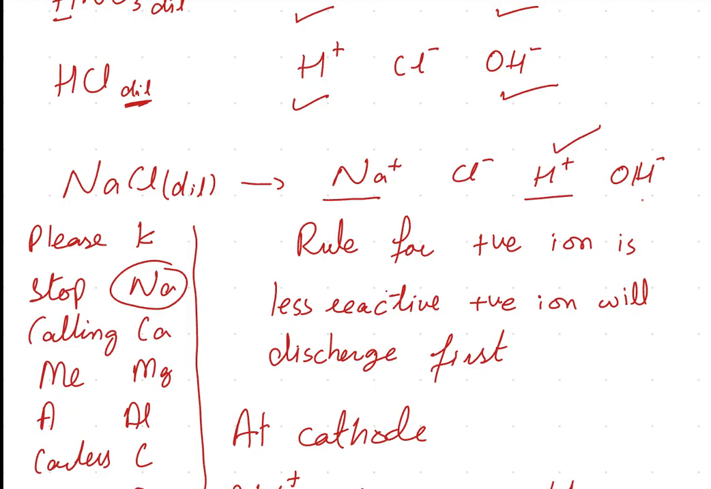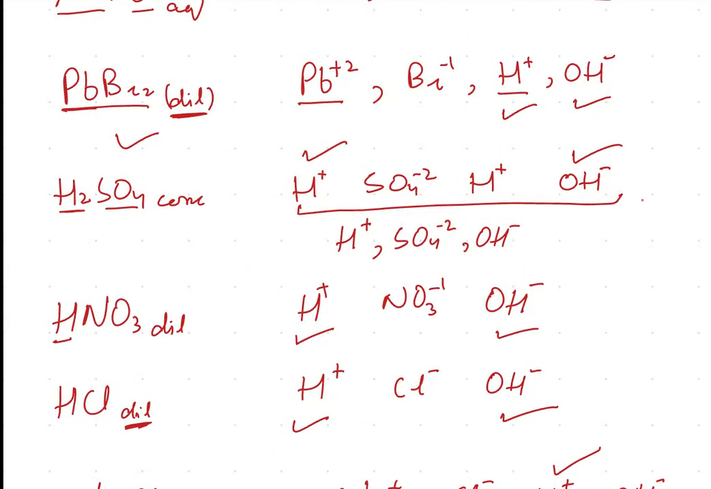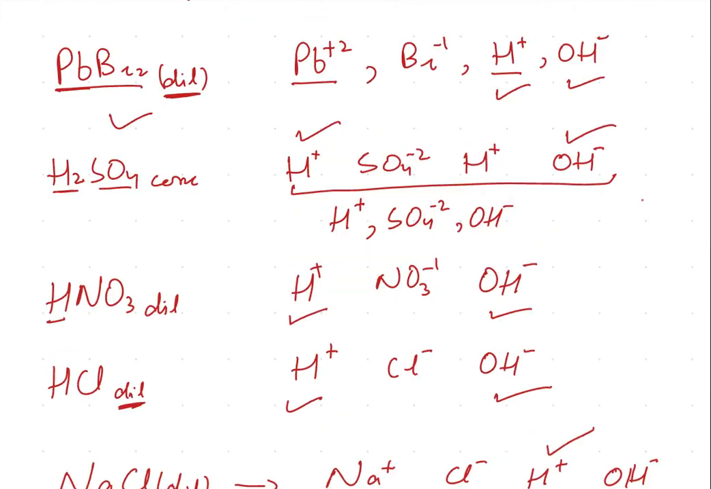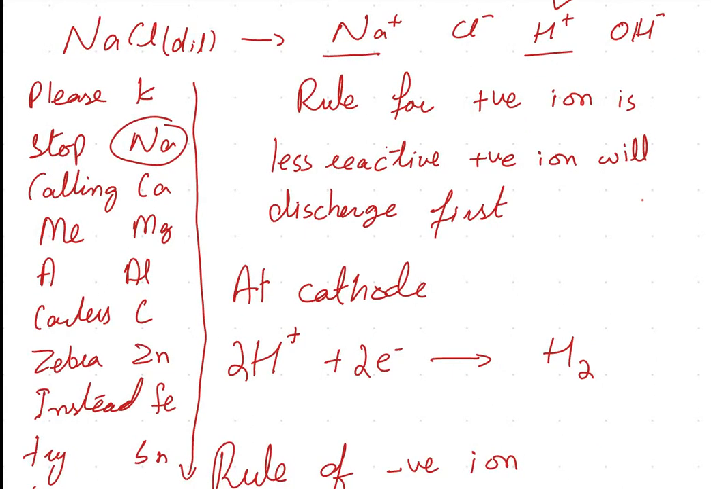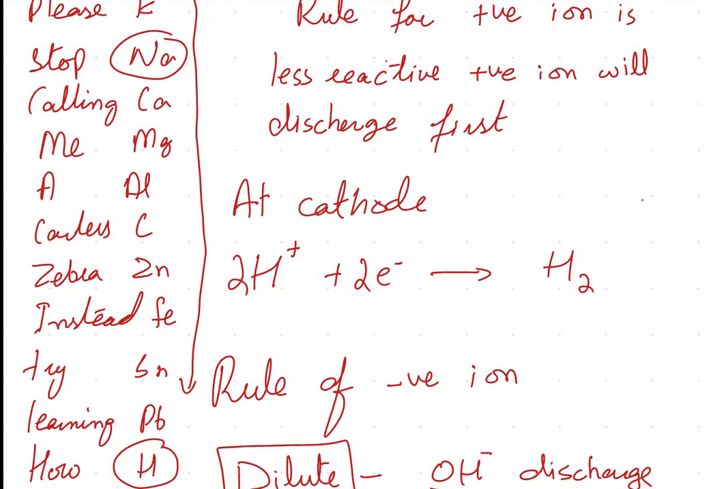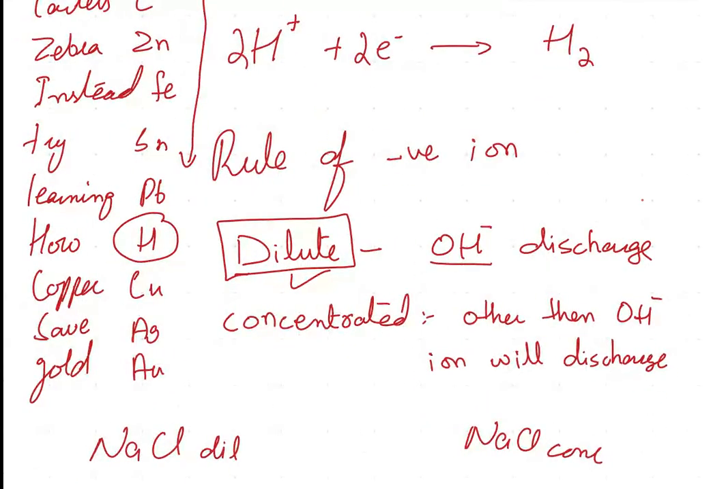So the student should first know how to write the number of ions present in the solution. After that, the student should know the rule of the positive ion and the rule for the negative ion, and along with that the student should memorize the reactivity series, and then you can easily write the half equations. You can easily write which ion will discharge and what will be the product. In the next video I will explain different topical past paper questions.